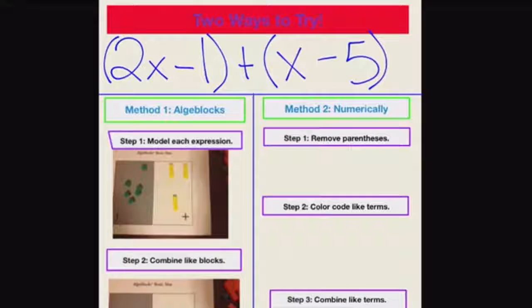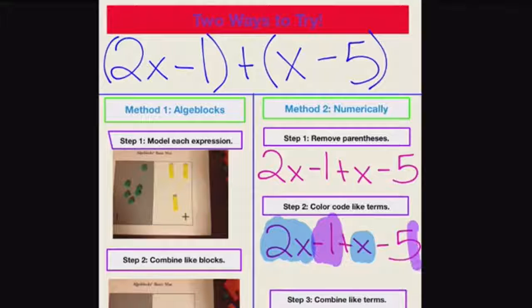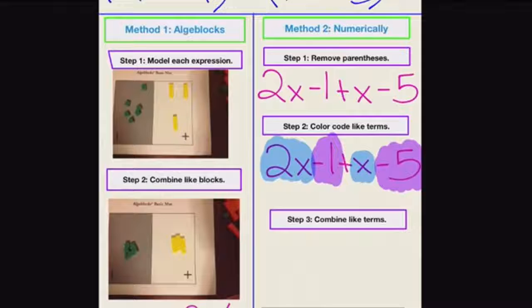So again, we're going to start by removing those parentheses, so we're going to write 2x minus 1 plus x minus 5. Now we're going to color code our like terms. So I'm going to color code our x's as one color. So here's that simplifying expressions knowledge helping you out. And I'm going to color code, and don't forget that minus goes with the 1, minus goes with the 5. Color code our whole numbers.